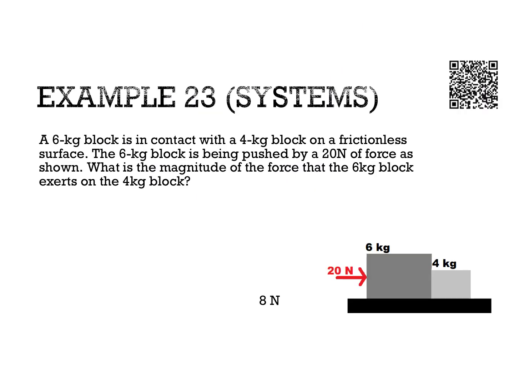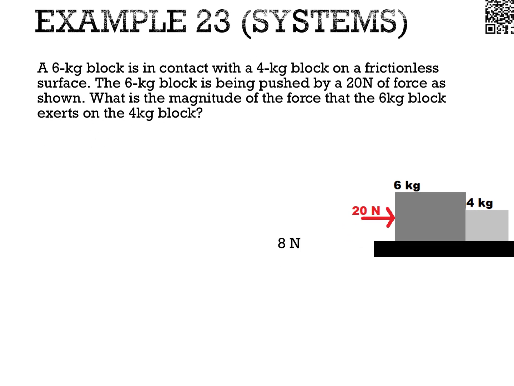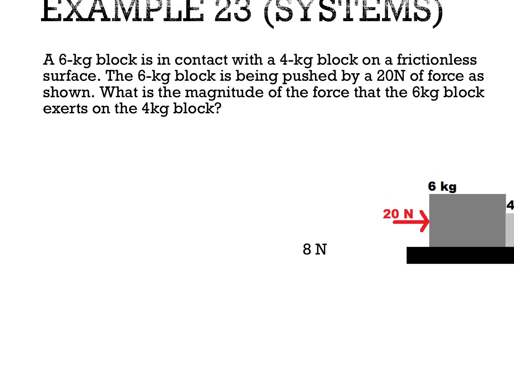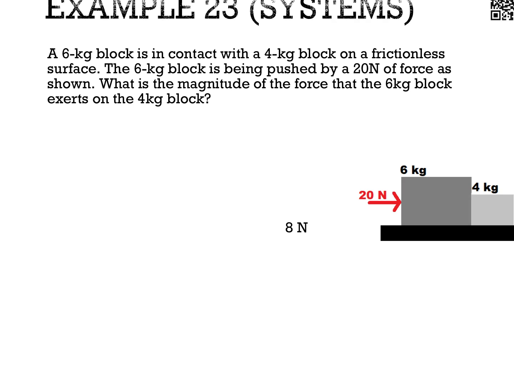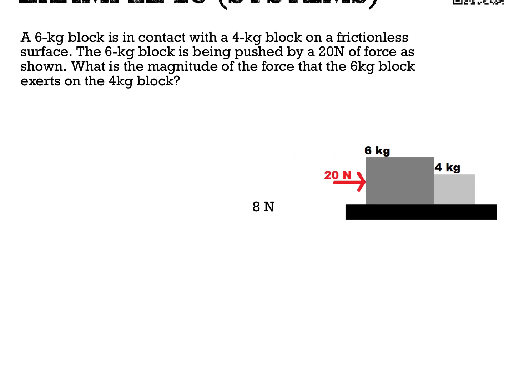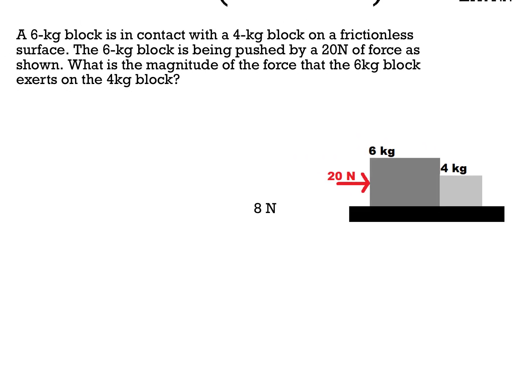System is for this guy. All right. 23, still on systems. And then we're going to jump into the calculus portion here. A 6 kilogram block is in contact with a 4 kilogram block on a frictionless surface. All right. The 6 kilogram block is being pushed by a 20 Newton force. Boy, I hope you know how to do this.